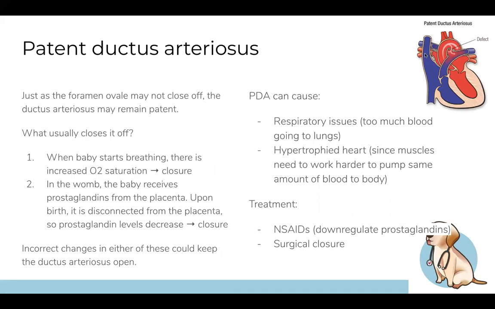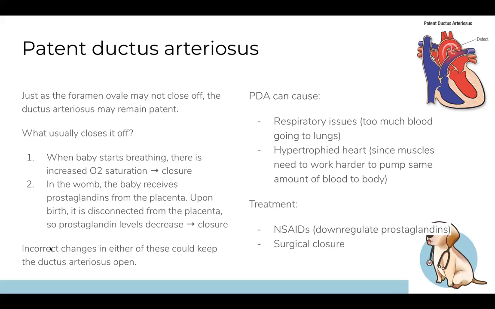Then you have a patent ductus arteriosus. So if you think back to our shunts, we had that shunt between the pulmonary trunk and the aorta, to bypass the lungs. So just as the foramen ovale may not close, the ductus arteriosus may not close. So what usually closes it off? Usually it's something to do with increased oxygen. The body is like, oh, time to close it. Or some other signaling stuff, it will close it. There's nothing specific I can point you towards.